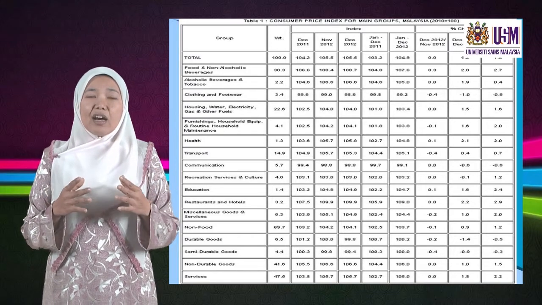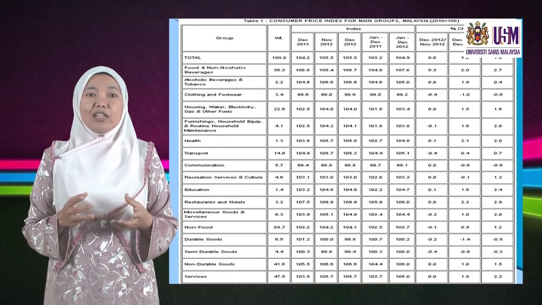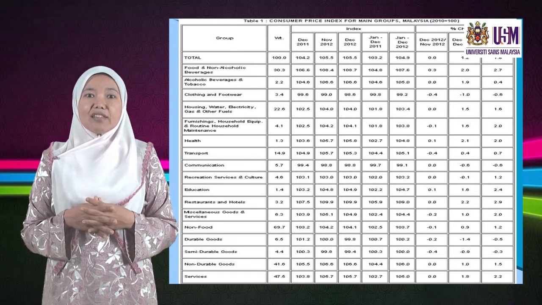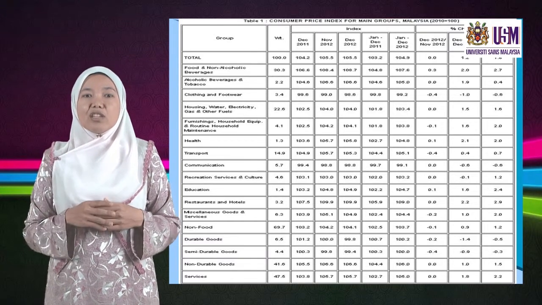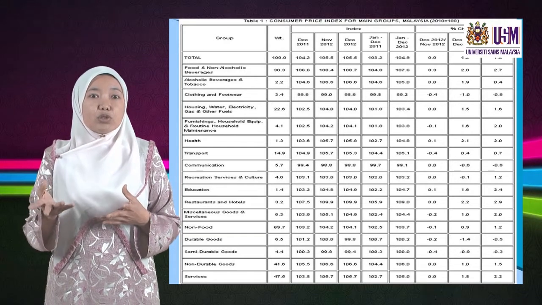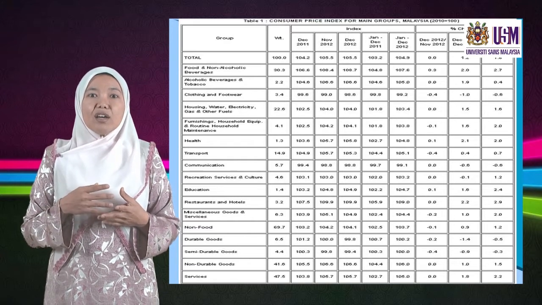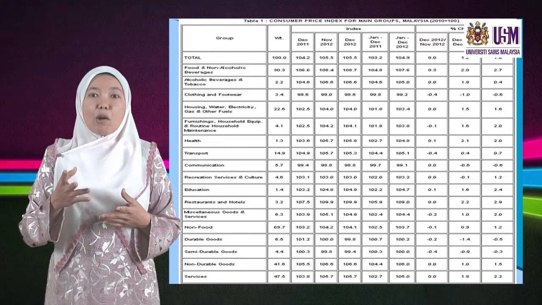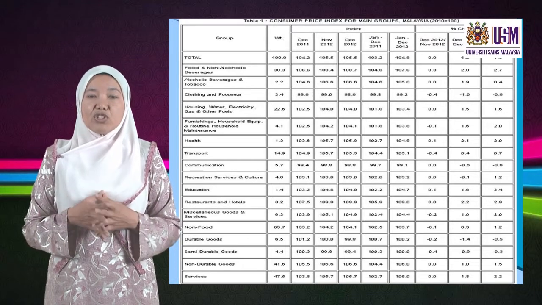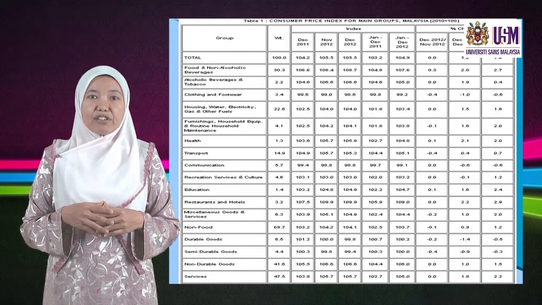So this is our basket of goods and services that is used in order to calculate the consumer price index. In the rest of the columns, you see the changes, for example, from December 2011 to November 2012, after 1 year, and then you have the index in terms of percentage change. So you can look at this in detail. I'll give you the website after this.